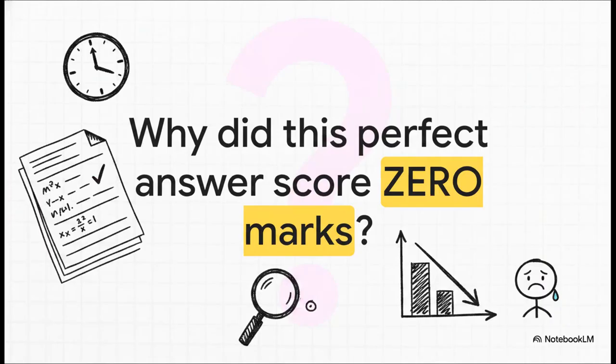Picture this. You're sitting in the exam hall, right? The clock is ticking down, and you have just nailed the complex math of standard form. Your calculation is totally flawless. But when results day finally rolls around, you find out you lost a crucial grade boundary over a tiny, easily preventable error. Why on earth did this perfectly calculated standard form answer score an absolute 0?